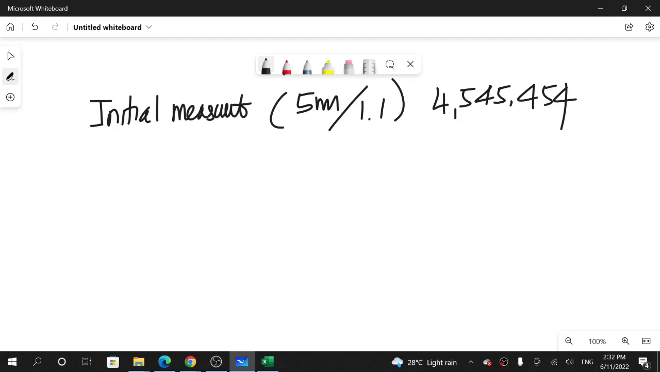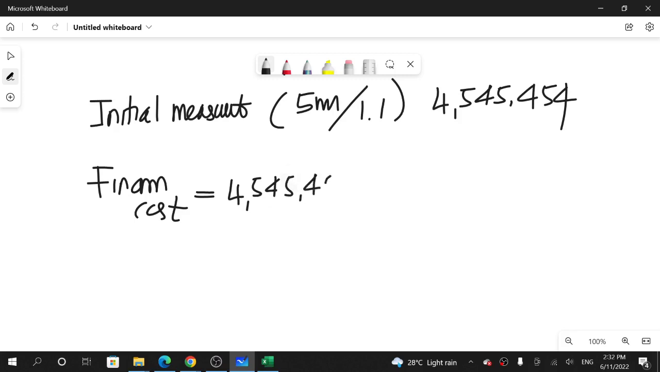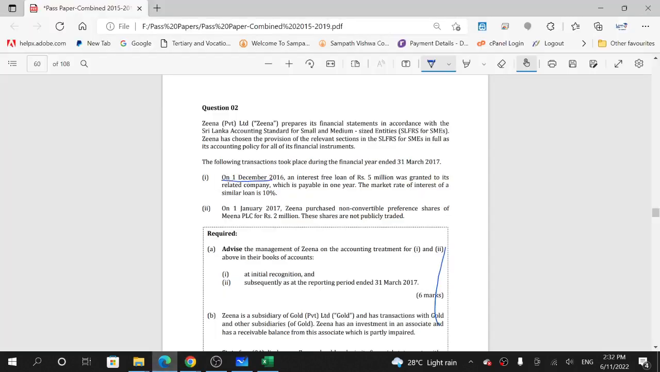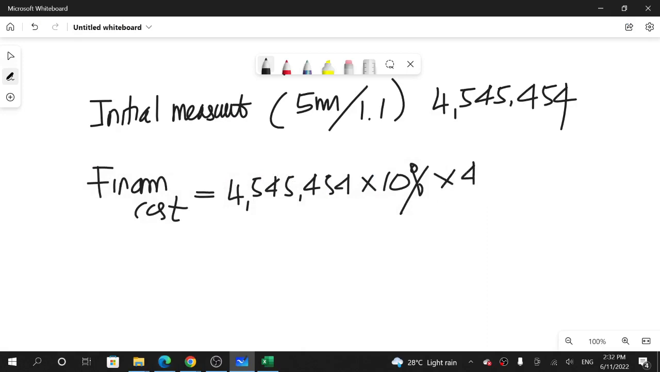Amortize, how much is the finance cost for the period? Finance cost for the period is going to be 4,545,454 into 10%. But remember, when we have taken this loan on 1st December 2016, our year ends on 31st March 2017. So you want to take 4 over 12 months. This is the finance cost, amortized cost: 156,560.